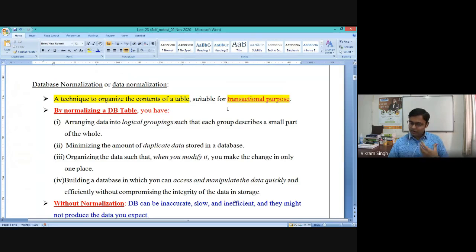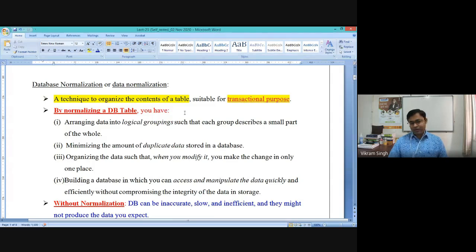Suitable means, as we discussed in the last lecture, that whenever we are not applying data design theory, there will be some redundant values, there may be some null values, and other values which will create some anomalies, some problems. So this first point correctly says that we have to reorganize this database table, and in the process of reorganization we should remove these redundant values and null values, so that our database is suitable for transactions and user operations.